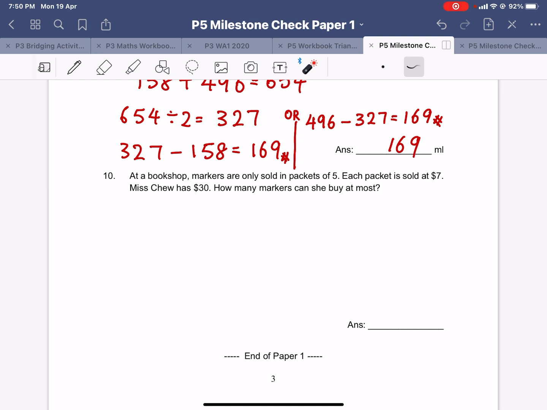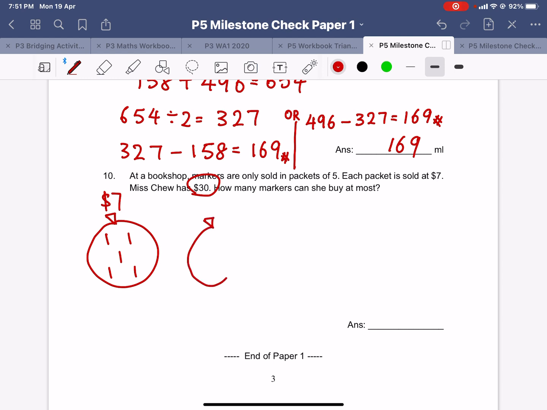Alright, now bookshops are selling markers in packets of 5. Each packet is $7. So if you could remember, this is almost like a question about set. So you have got markers, 1, 2, 3, 4, 5 markers. Each packet is $7. Miss Chu has $30. Alright, so technically if you have $30, you should be able to buy how many packets at most?